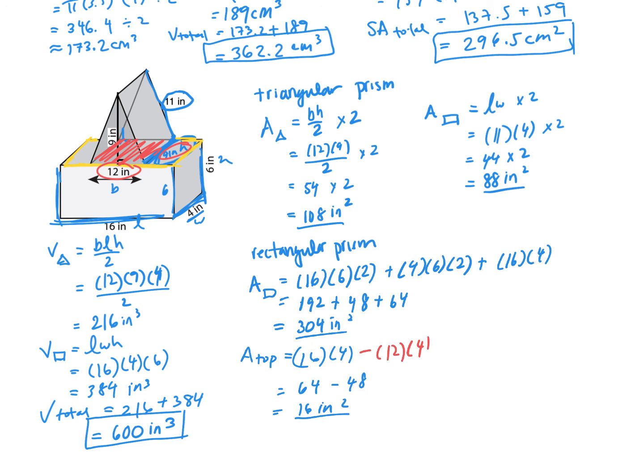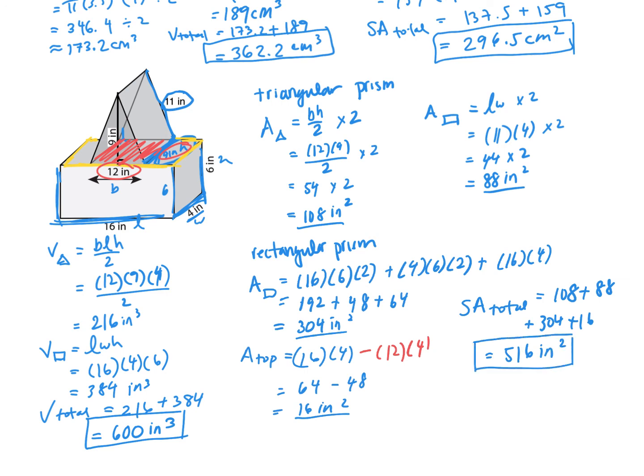Okay, now we're ready for our surface area total. We have the 108 from the 2 triangles. We have the 88 from the 2 rectangles on the triangular prism. We have the 304 from 5 of the rectangles and the 16 of those 2 slivers that are left on top of the rectangular prism. And when we add those up, we get 516 inches squared.